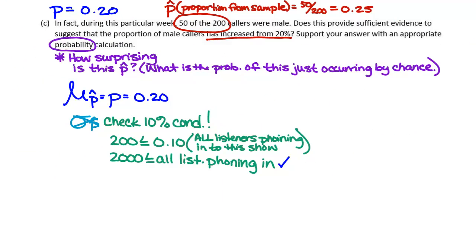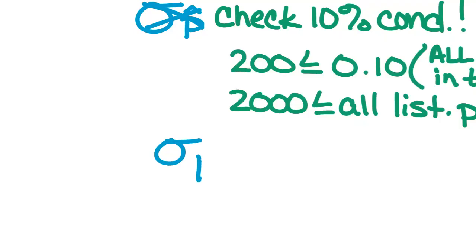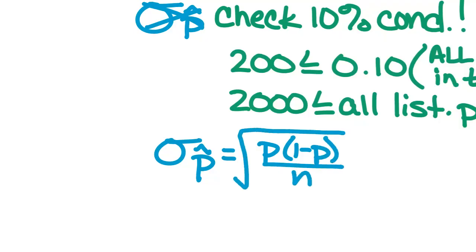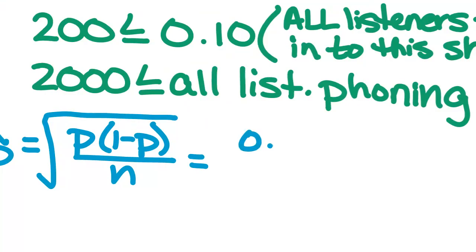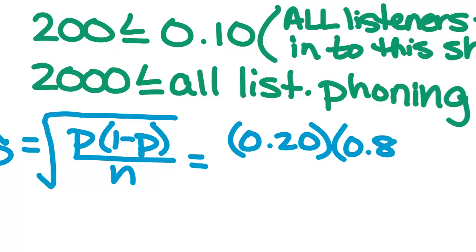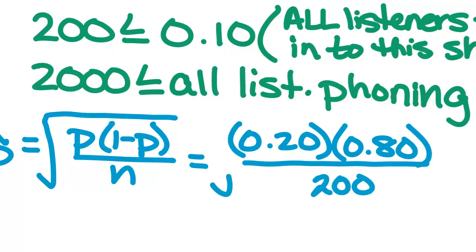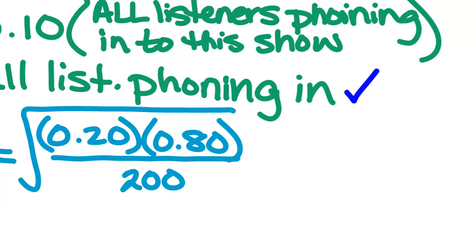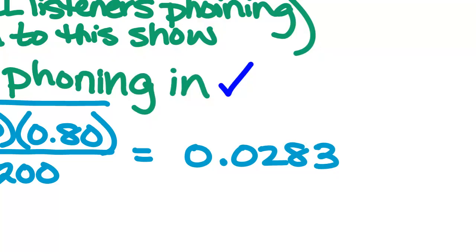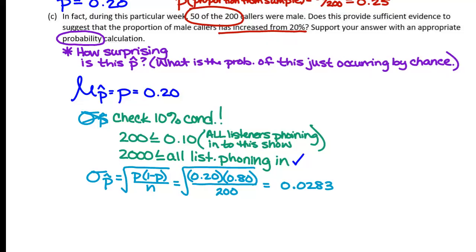So now we can calculate our standard deviation. Standard deviation for p hat. We do p times 1 minus p over n, and then the square root of the whole thing. P is 20%. So what's 1 minus p? 80%. So 0.80 over 200. Square root that whole thing, and we get a number that is about 0.0283, depending on exactly where you round that. So that's what you should get for part A.